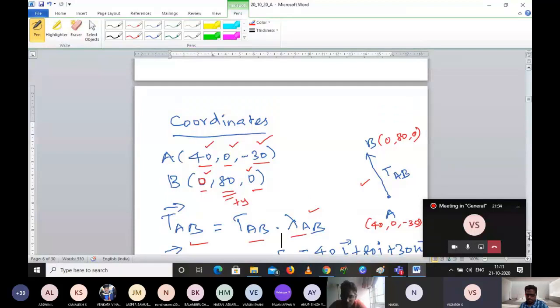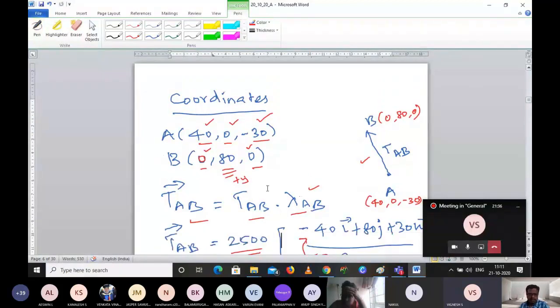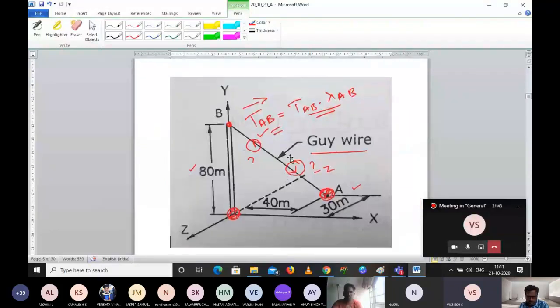Sir, one doubt. Yeah. Minus 30, sir. What happened? Negative z-axis, where is it, sir? That's what I'm searching. I thought it is positive, sir. No, see here, whenever they are giving the symbols x, y, z, those directions are positive. Are you getting? Yes, sir.